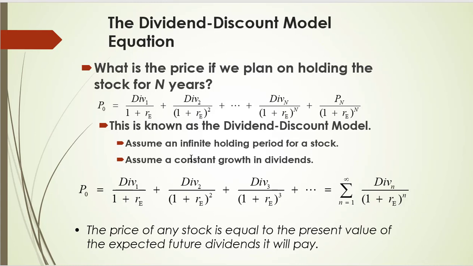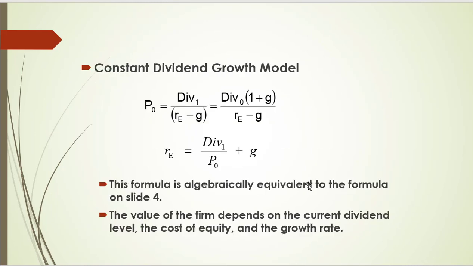This assumption of constant growth allows us, again, to do a little bit of algebra, and we simplify this formula. The value of a stock equals next year's dividend divided by the cost of equity minus g.